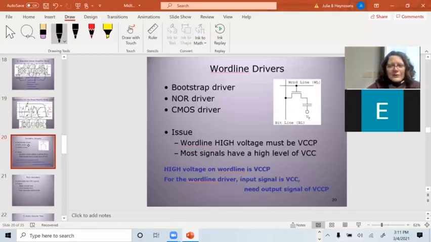Okay, the word line drivers, pretty much, we talked about these. We have to be able to drive the entire capacitance of the word line, so we need a big drive capability. We also have to drive it higher than VCC, so we need this bootstrap driver to drive it to a higher voltage.